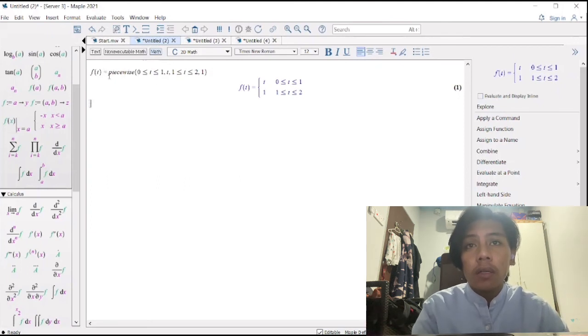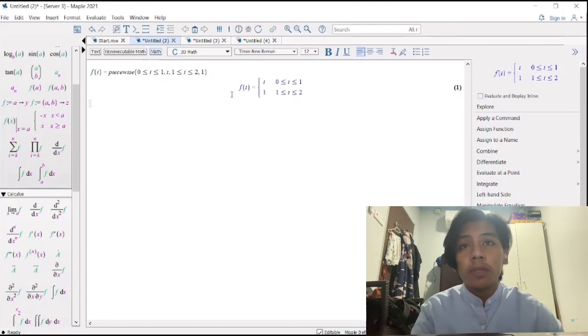Okay, hello. Now I will explain about the simulation for question 4A. This is the piecewise function for the simulation for question 4A1. This is how we simulate the piecewise function.